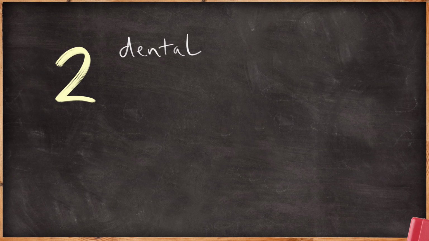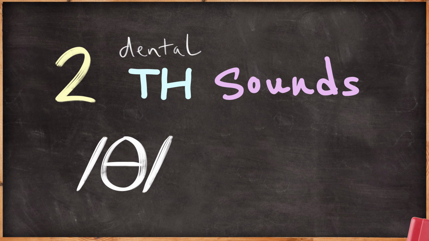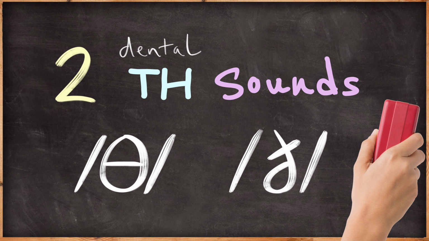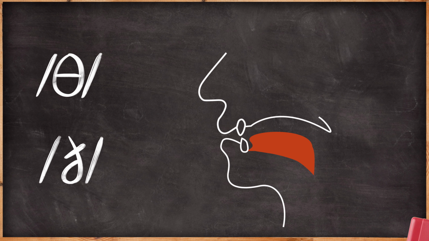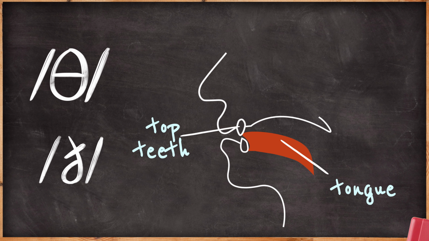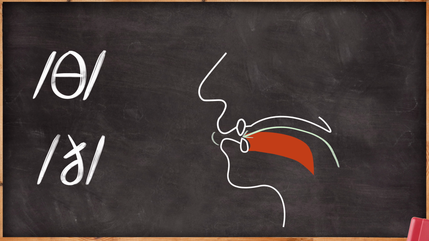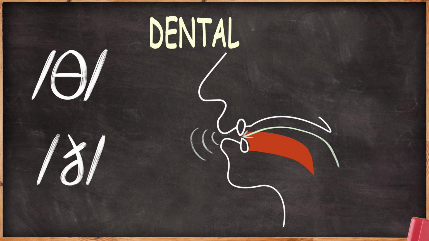English has two dental TH sounds, /θ/ and /ð/. This is how you pronounce them. For both sounds, the tongue touches behind the top teeth. Air squeezes through, so they're called dental fricatives.